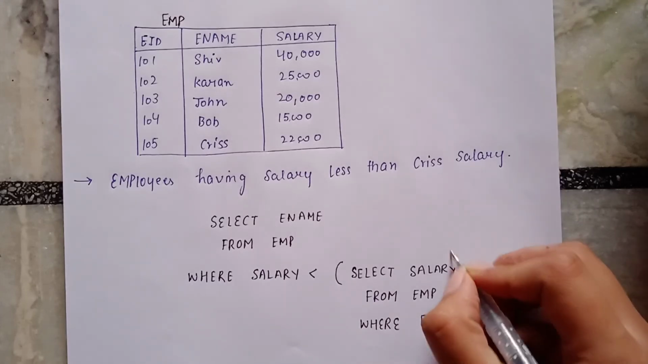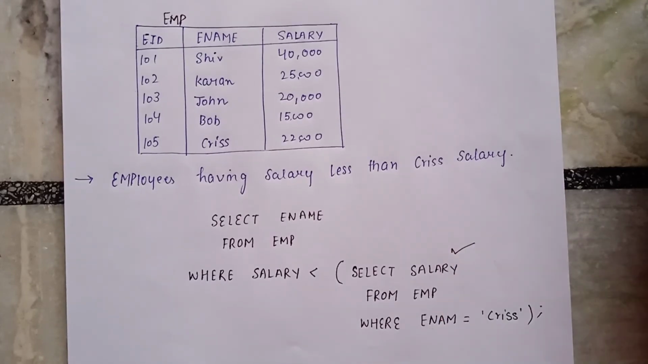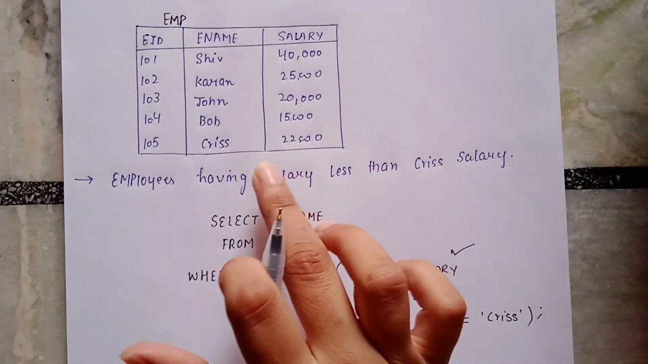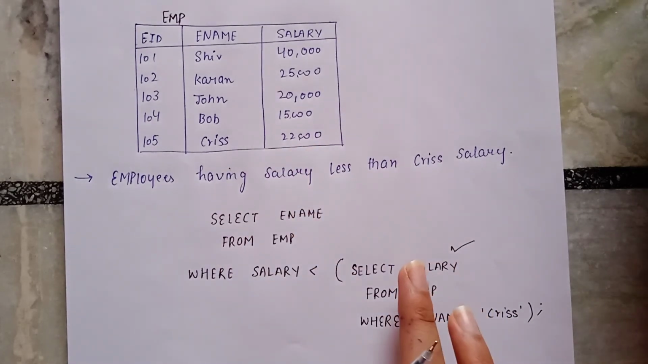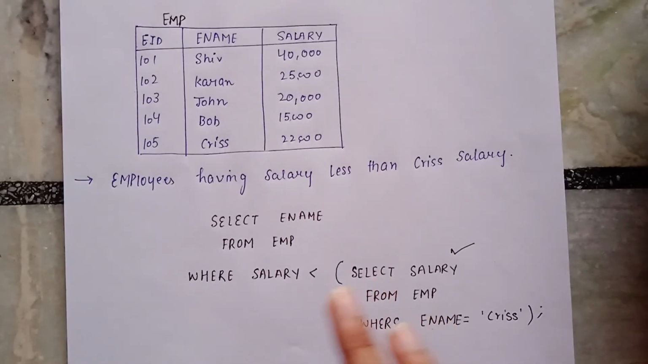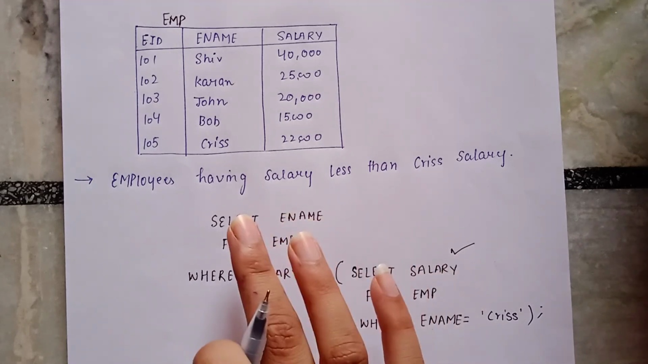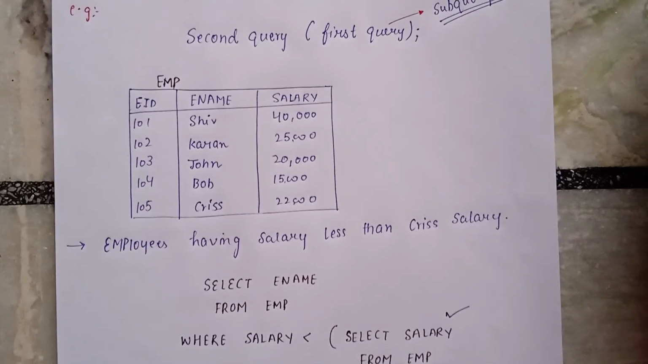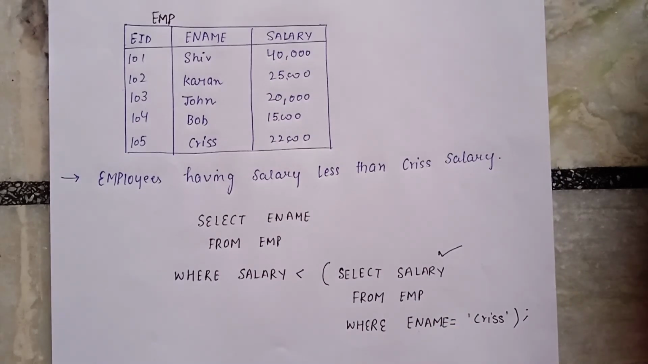Now firstly this subquery will be executed. Now what will this query return? It will return the salary of that employee whose name is Chris, that is 22,000. Now the salaries of all other employees will be compared with this 22,000, and those who have a salary less than 22,000, their names will be selected with this query. So this is nothing but a subquery, and this is the use of subqueries in SQL.